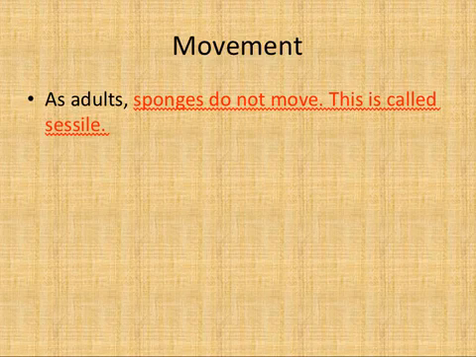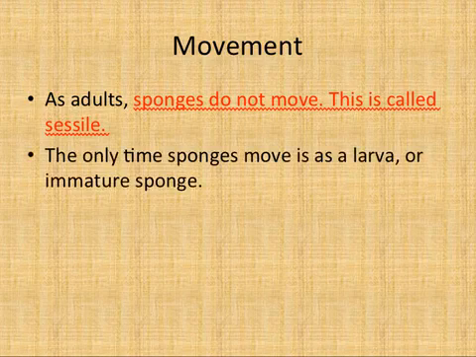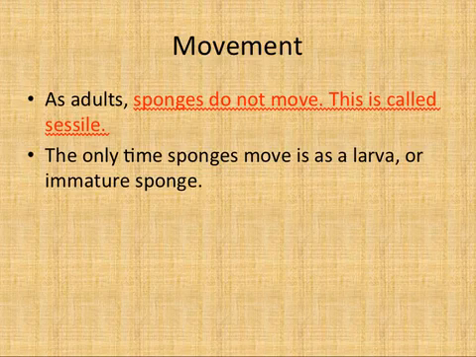So movement. As adults, sponges do not move. This is called sessile. You'll need to know that. Sessile means they don't move. The only time they do move is as a larva or an immature sponge.